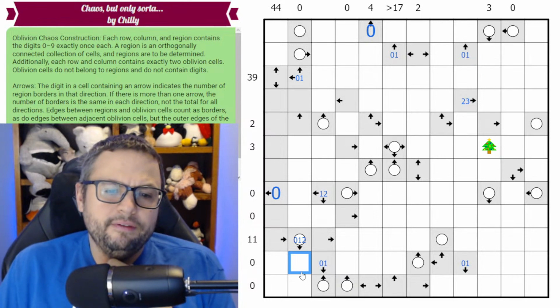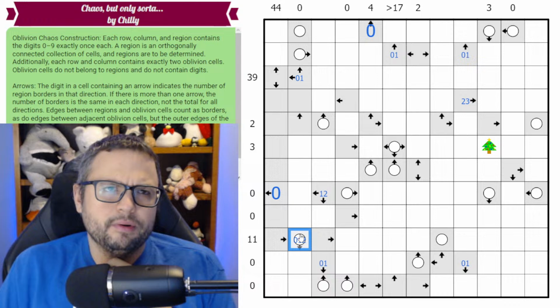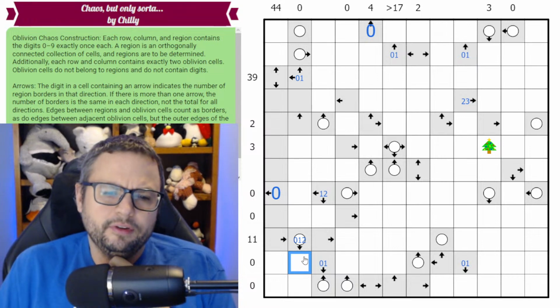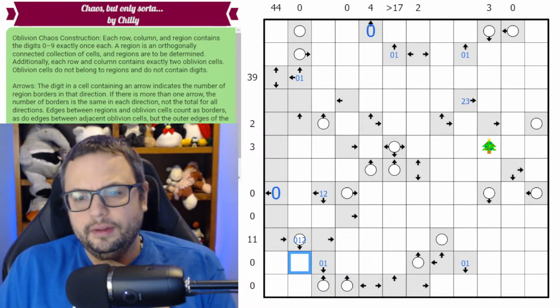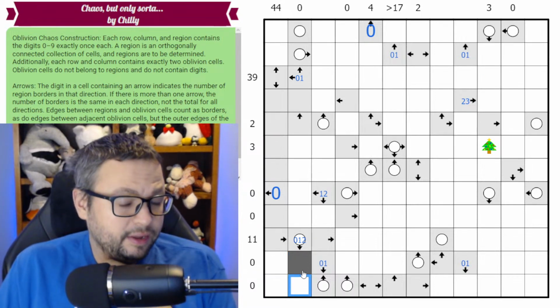Right. But this could be a 0. No, this can't be a 0. If this is the Oblivion cell, sorry, if this is an Oblivion cell, then I think we're going to have a big problem, because the only options are that this is also an Oblivion cell.